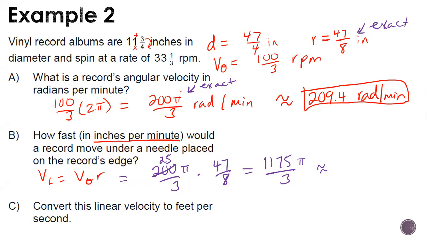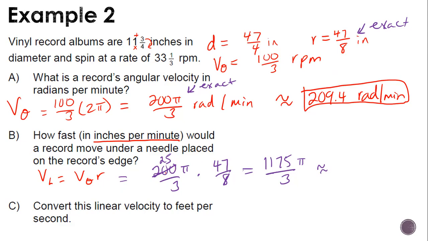Well, we know our angular velocity. This right here is our angular velocity. So we know our angular velocity equals this. So 200 pi divided by 3. Okay. Then our radius. Our radius we discovered was 47/8 inches. And now we're just going to multiply.